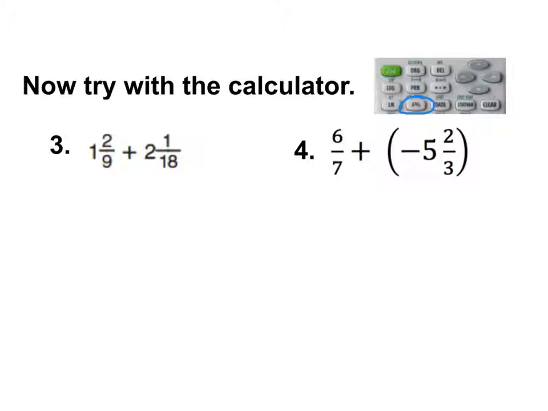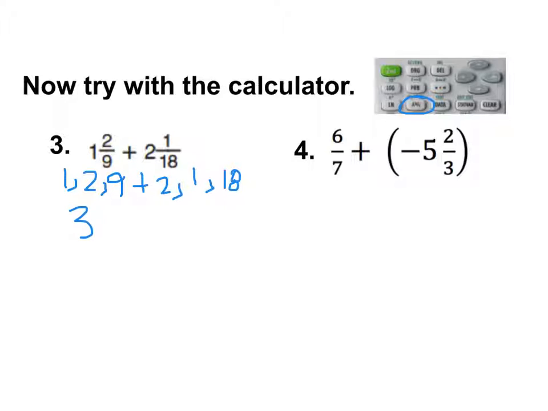So for the first problem, I would type into my calculator 1 ABC 2 ABC 9 plus 2 ABC 1 ABC 18. Those little comma looking things represent the spaces in between where you press the ABC button. So what I've written in blue is what you should see in the display of the calculator. And then when you press enter, you will get 3 in the calculator.